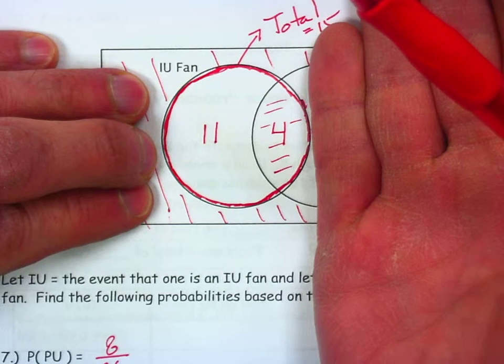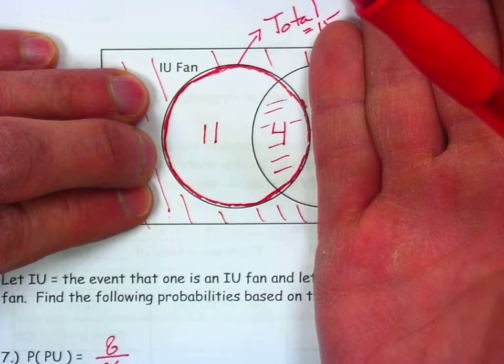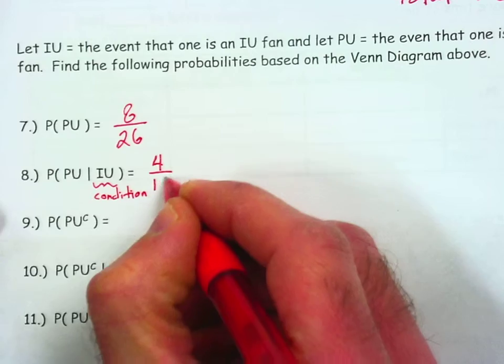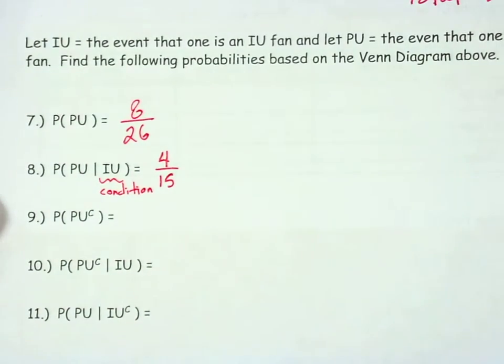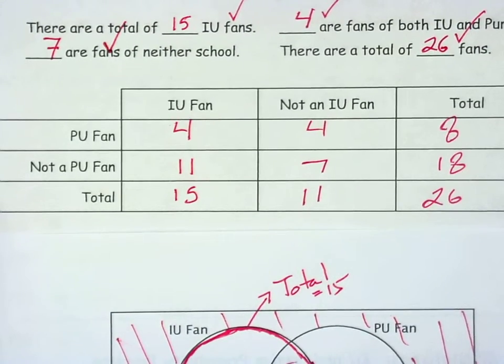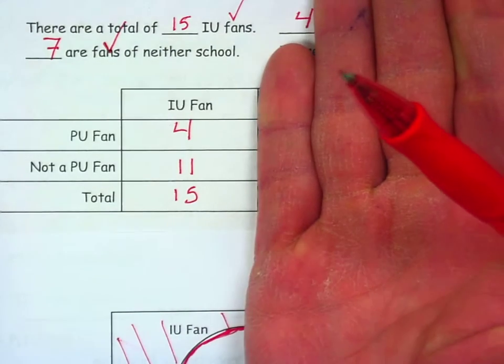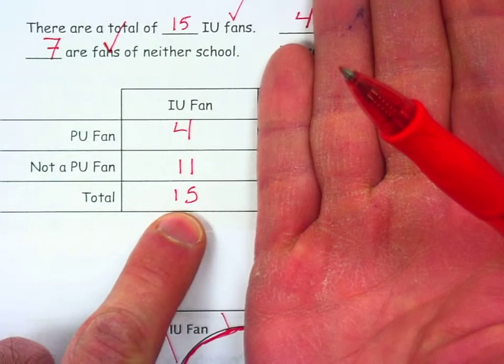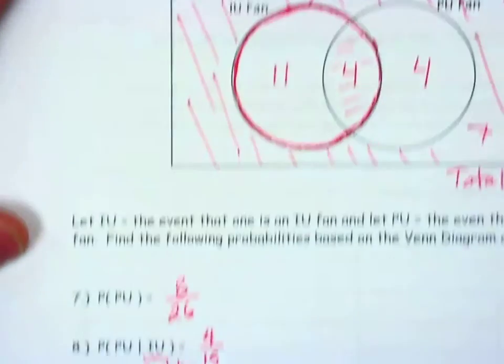That's what I want. But again, what's possible, because I'm only looking at the IU circle, there are only 15 possible subjects that I could select. So this conditional probability is 4 out of 15. And again, we could have gotten the same thing by looking at the table. Conditionally, if I'm only looking at IU fans, the number of Purdue fans, there are 4 Purdue fans out of a total of 15 from that column in the table.